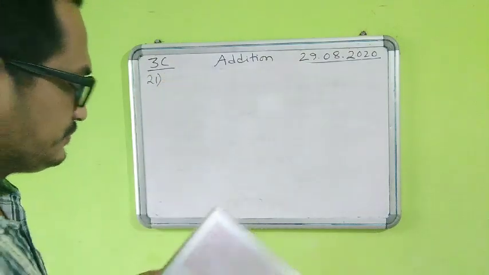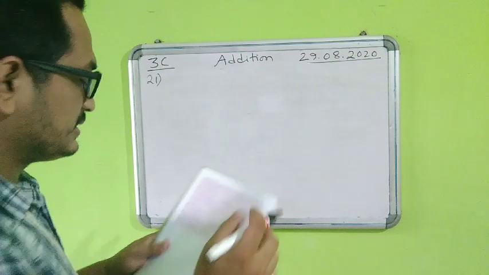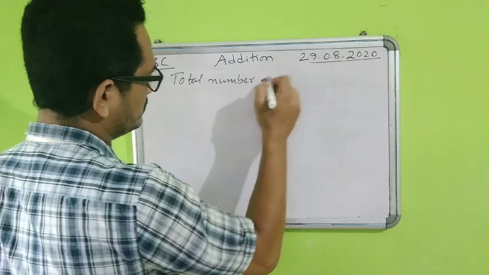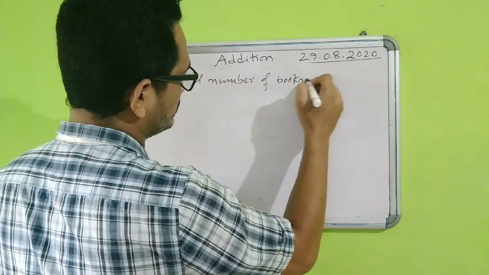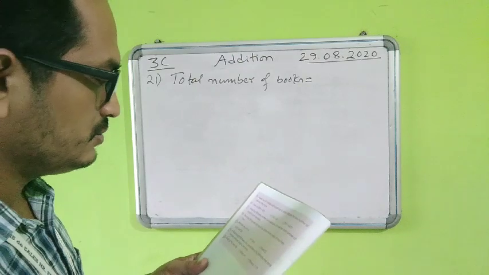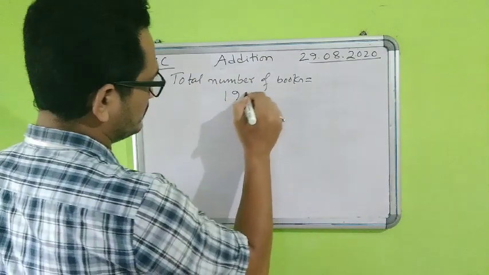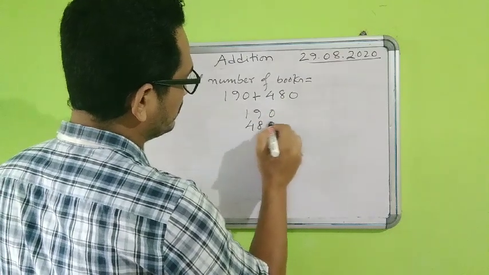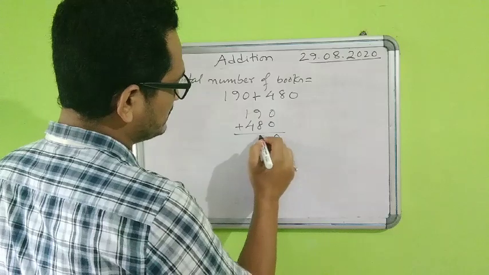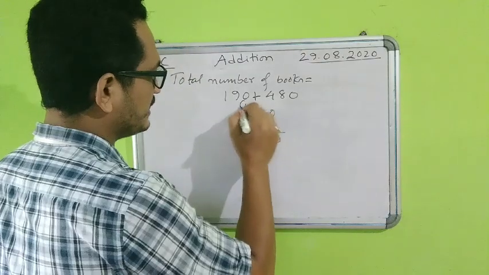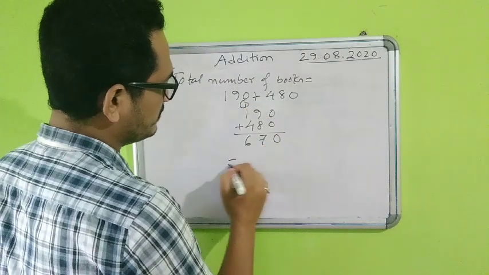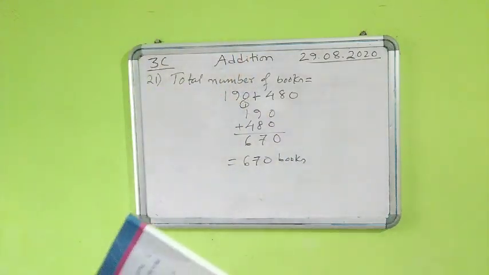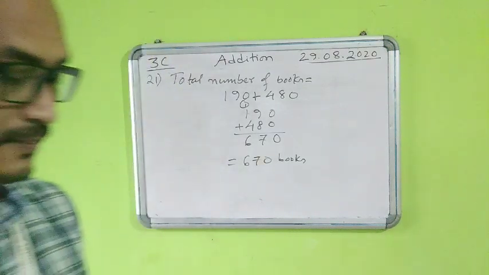Again, 21. They are asking the total number of books, so we will directly write: total number of books is equal to 190 plus 480. So 190 and 480, if you add in the column method like this, it will be 0, 9 plus 8 it will be 17. So 7, 1 carried. 1 plus 4, 5, plus 1, 6. So how many? 670 books. Okay, so please copy down this one. That is question number 21.